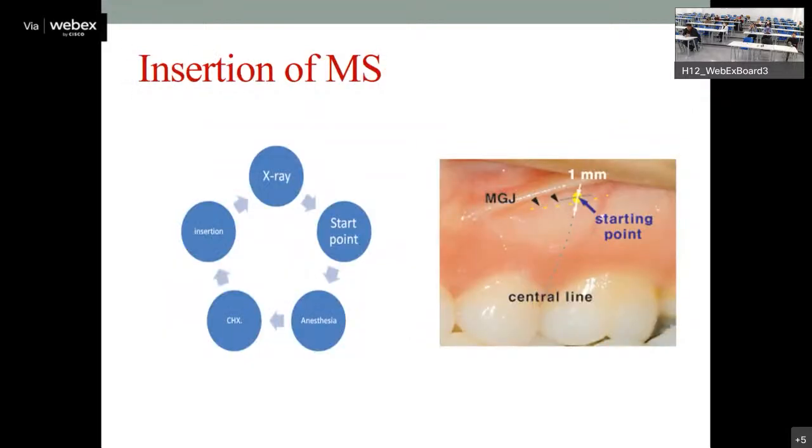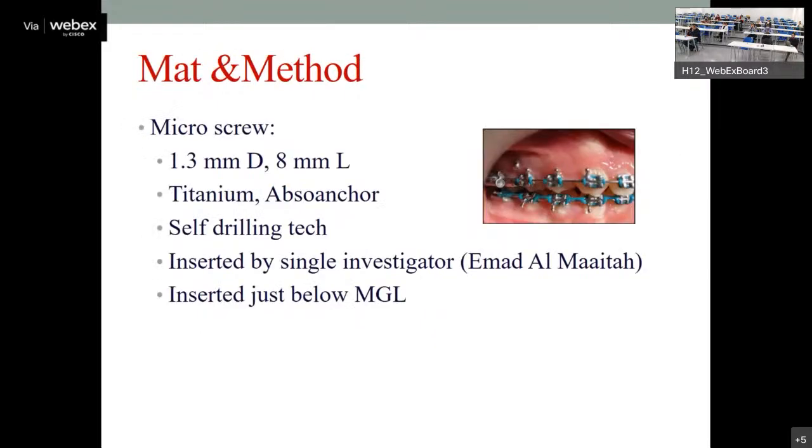So we started with localizing the insertion point by taking an X-ray of the surgical guide. We localize the insertion and the starting point. It's 1 millimeter just below the mucogingival junction. Okay, and then we gave a few drops of anesthesia to the gingiva. We asked the patient to rinse with chlorhexidine, and we cleaned the area with chlorhexidine, and we started our insertion with self-drilling technique. Then we placed our microscrew between second premolar and first molar.